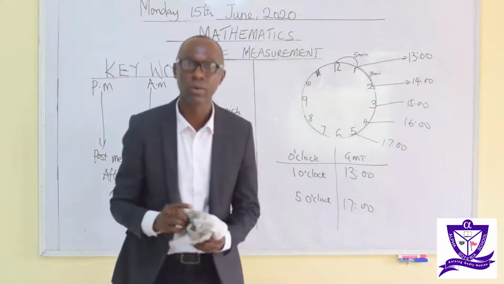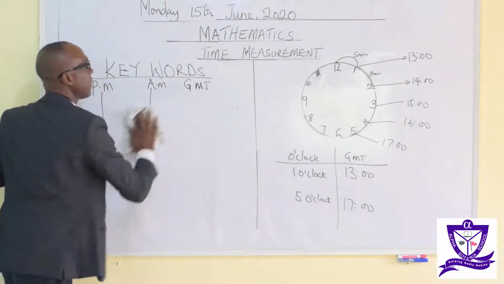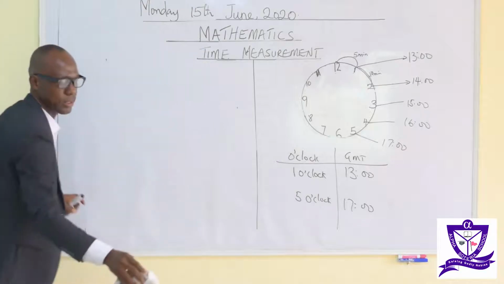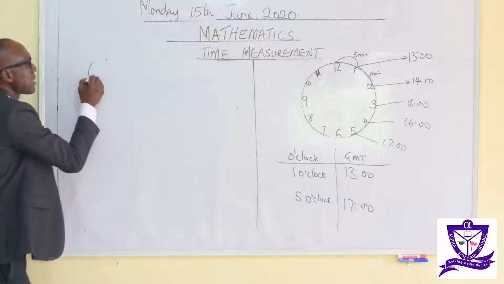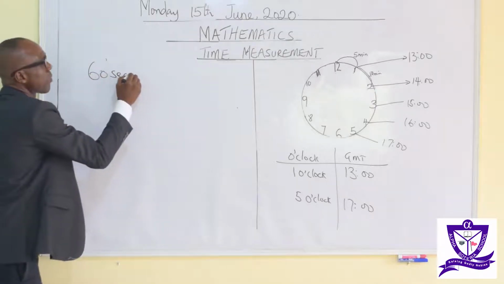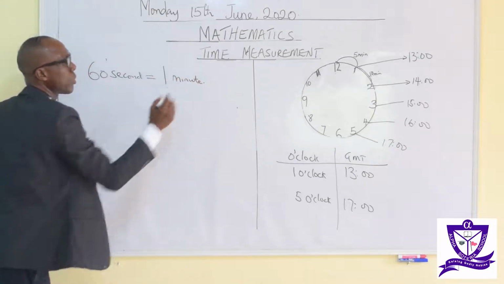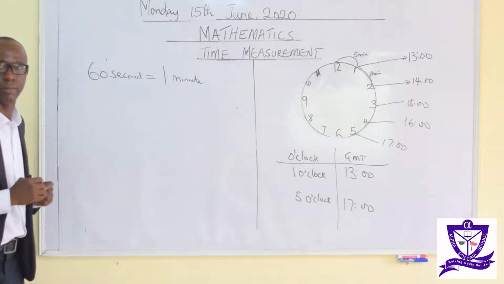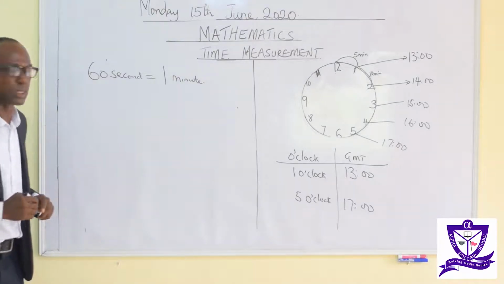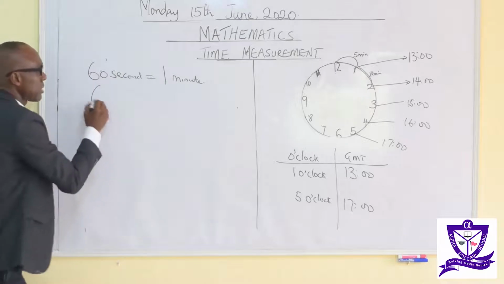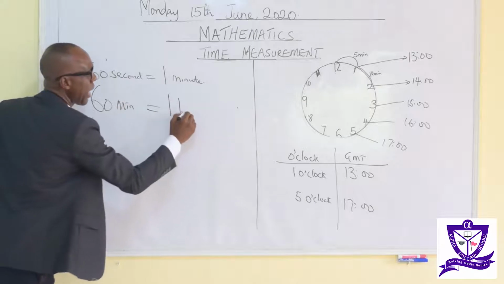But before then, there's a regular time measurement which we all must learn. Remember, it's part of your lesson, so we must learn by heart. The first thing is 60 seconds make 1 minute. Let me quickly explain this. 60 seconds make 1 minute. 60 minutes make 1 hour.